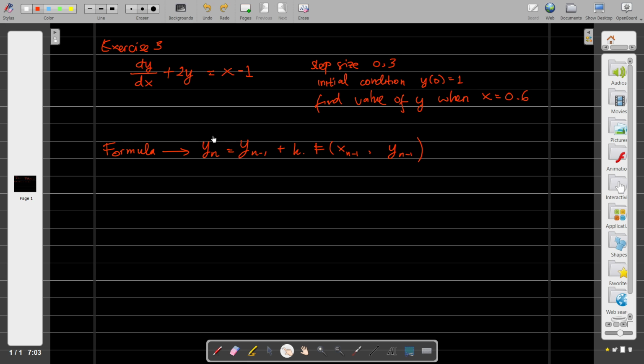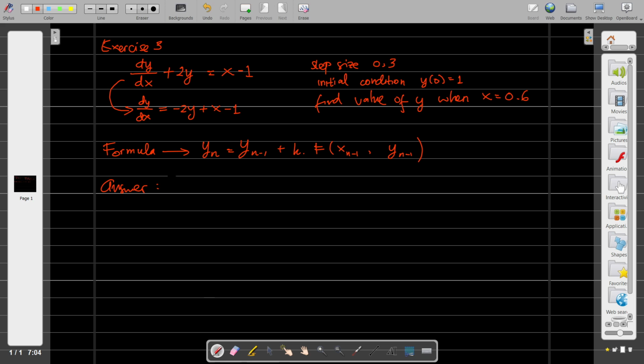Okay, and the formula is like this, and you can get this formula by looking up our previous meeting about the Euler method. So I will make this equation become like this: dy/dx equals minus 2y plus x minus 1. I've just moved the positive 2y from the left side to the right side, so it becomes negative.